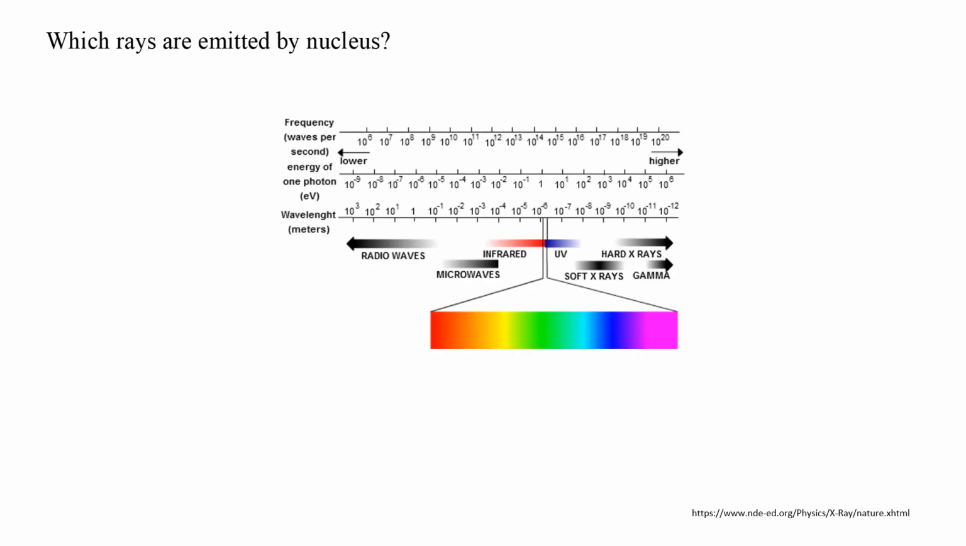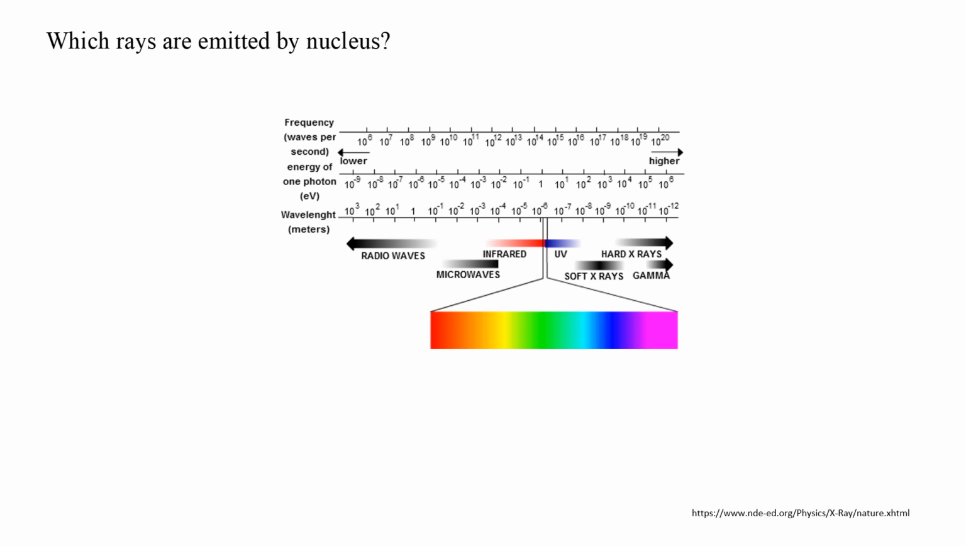Which rays are emitted by the nucleus? To understand the different types of radiation, we will look at this diagram. So we have radio waves, microwaves, infrared, X-rays and gamma rays. In the question, they have asked which rays are emitted by the nucleus.